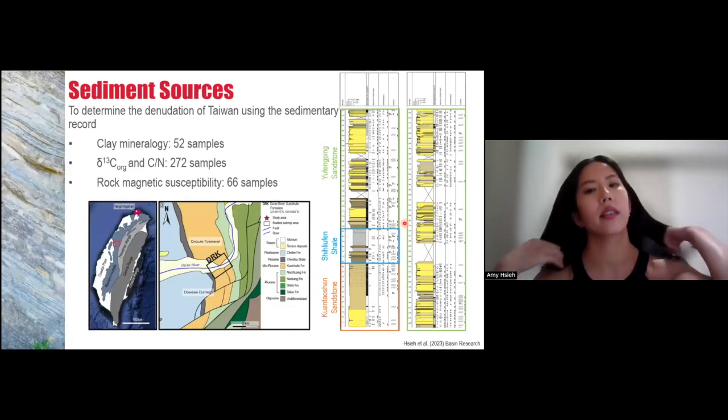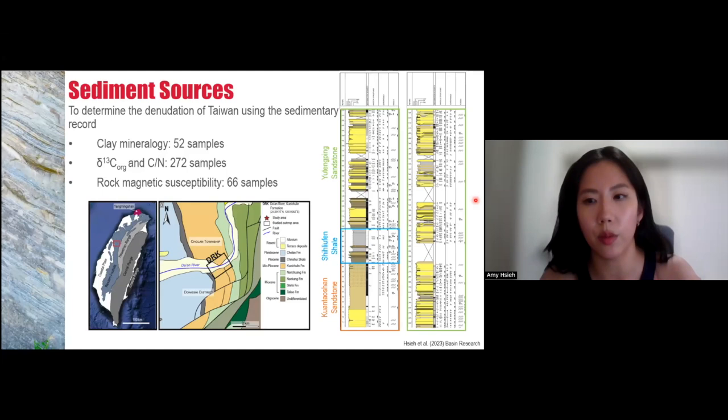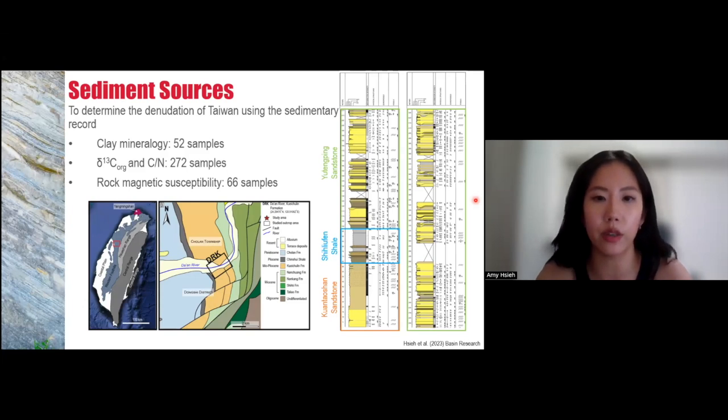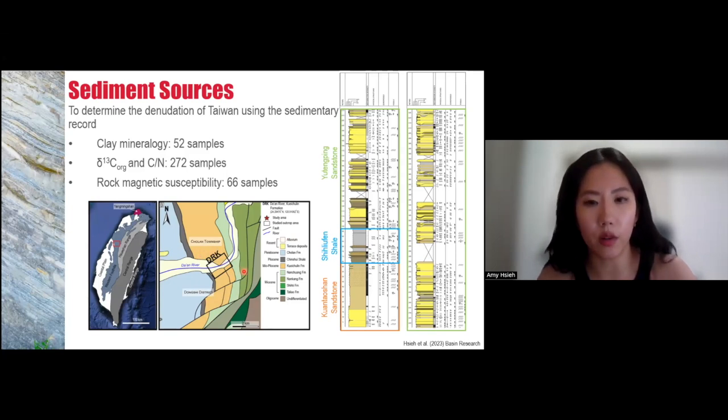And to confirm this and to understand how sediment sources to the Western Foreland Basin evolved through time, I logged a 430-meter-long outcrop section of the Guizhou Formation in northwestern Taiwan along the Dian River. And from this outcrop, I took samples to analyze for clay mineralogy, delta carbon-13 and carbon-nitrogen geochemistry, and rock magnetic susceptibility.